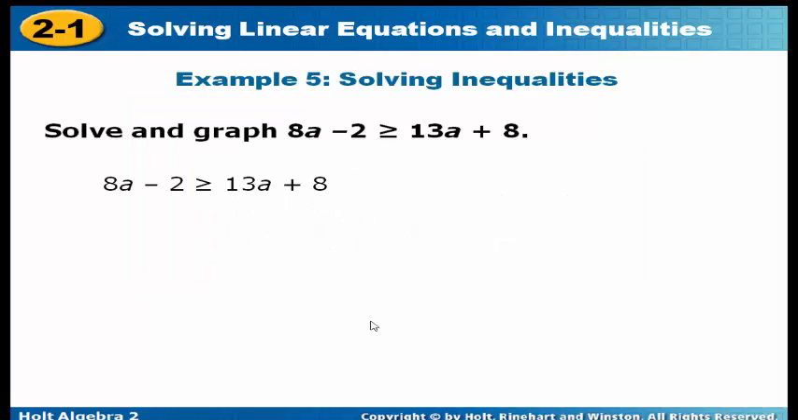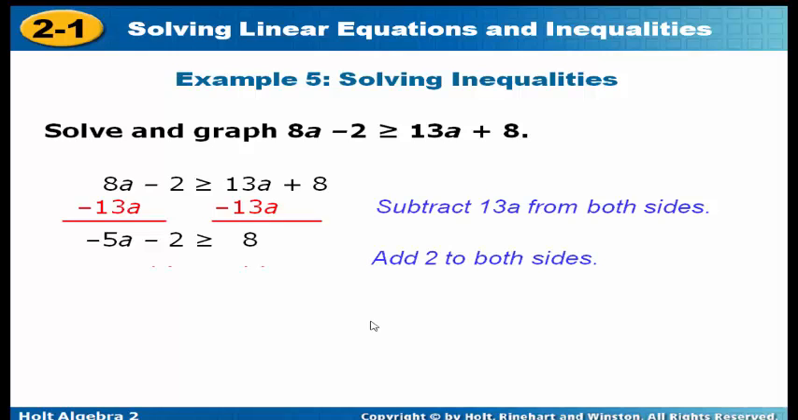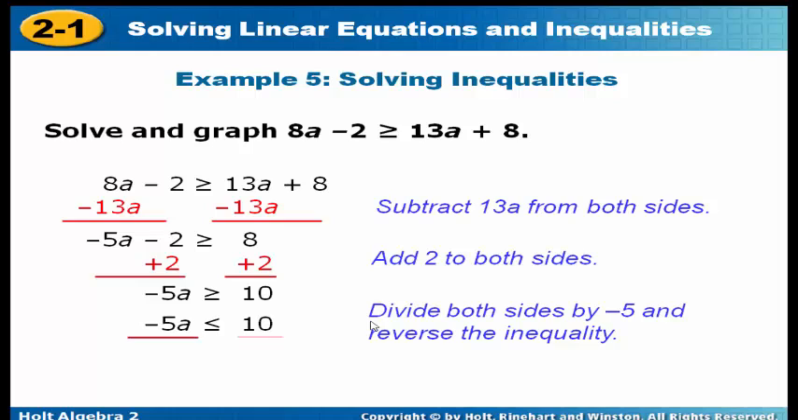8a - 2 > 13a + 8. Subtract 13a, so negative 5a minus 2 is greater than 8. Now add 2, so negative 5a is greater than 10. Now divide by negative 5 on both sides, so a on this side and negative 2 on this side. But we divided by a negative, so switch the sign. Greater than becomes smaller than or equal.